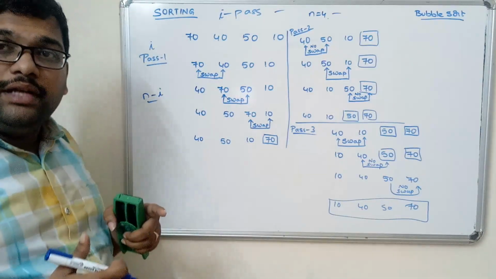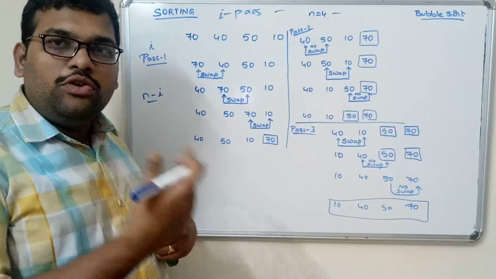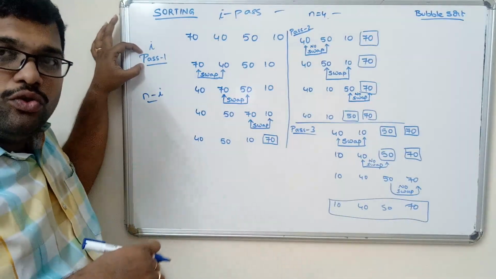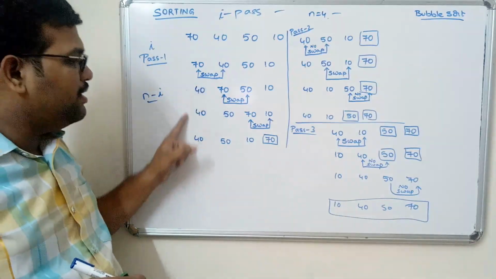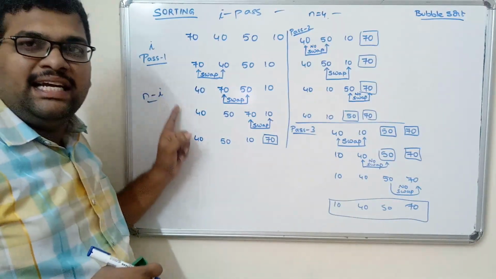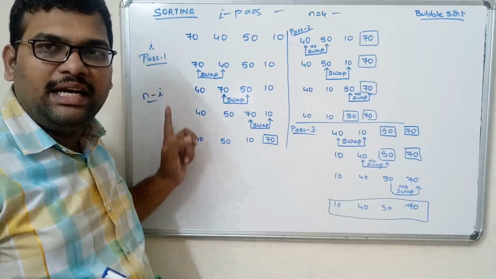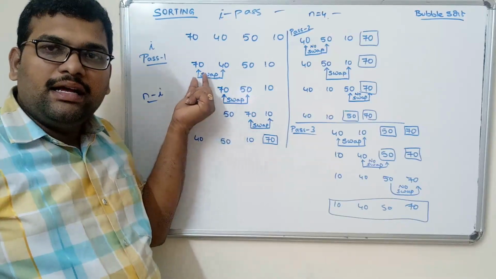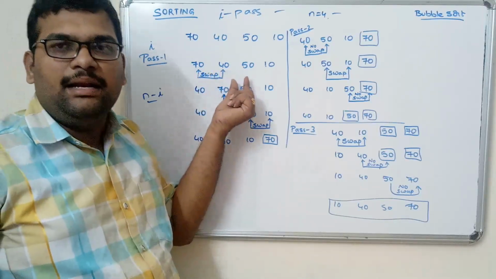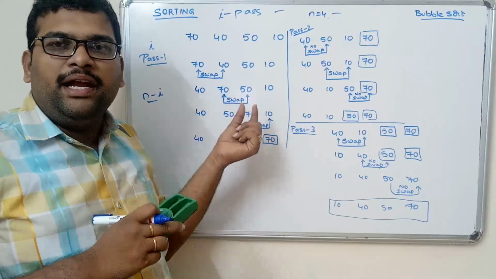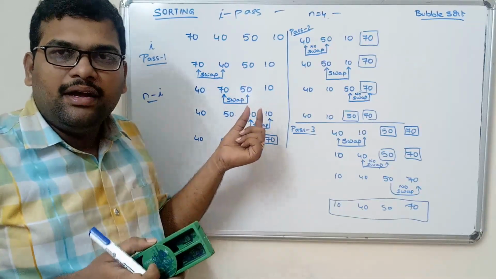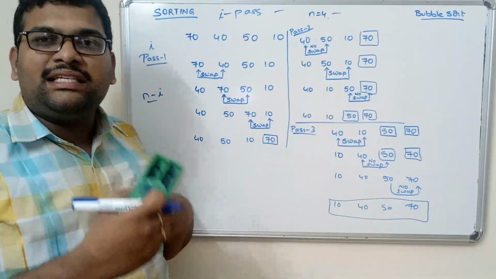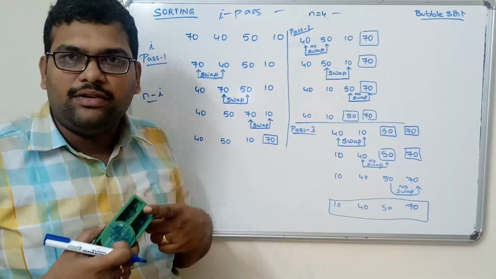So we have to use nested loops: the outermost loop, that is i, for the passes, and the innermost loop, that is j, for the operations done in each and every pass. That means comparisons in each and every pass. In each iteration we have to compare the present element with the next element. If the present element is greater than the next element, we have to perform the swapping operation. That means interchange the values.